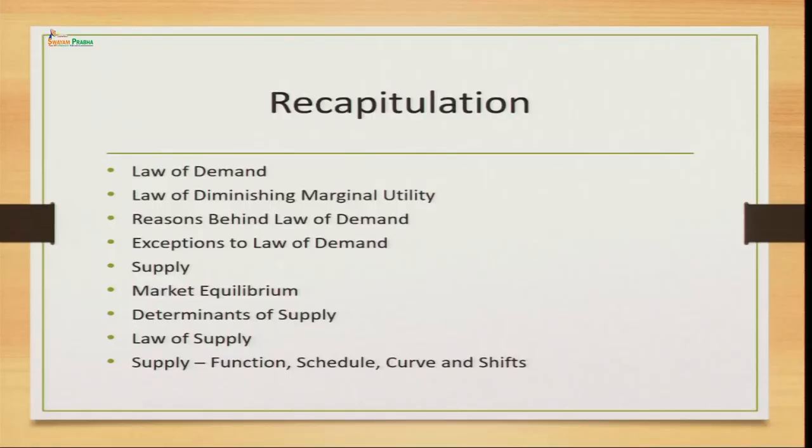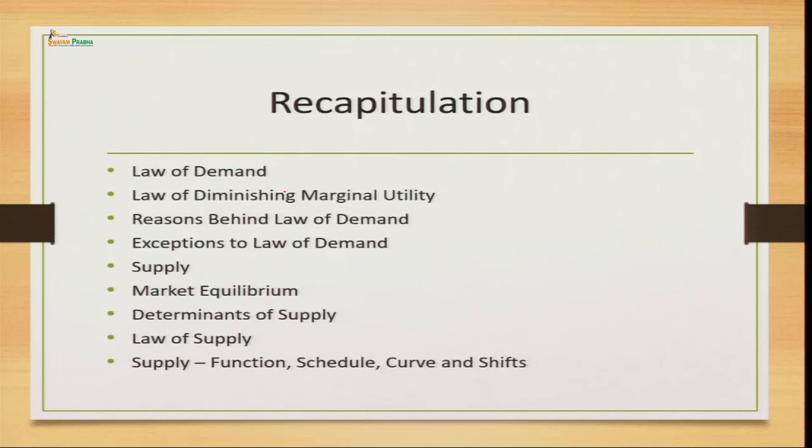Before we start, let us look at the topics we have covered in our previous session. In our last session, we talked about the law of demand, which states that, keeping other things constant, when the price of a commodity increases, the demand for that commodity decreases and vice versa. Here in this lecture, we discussed the law of demand and the law of diminishing marginal utility, and these laws explain how the marginal utility of any item decreases as we keep on consuming that commodity.